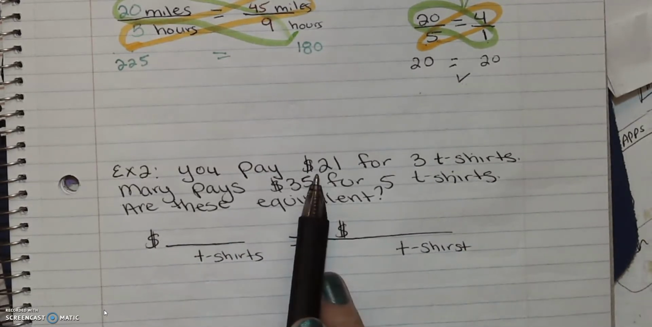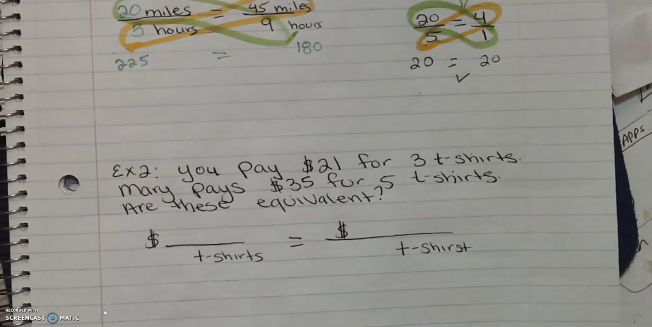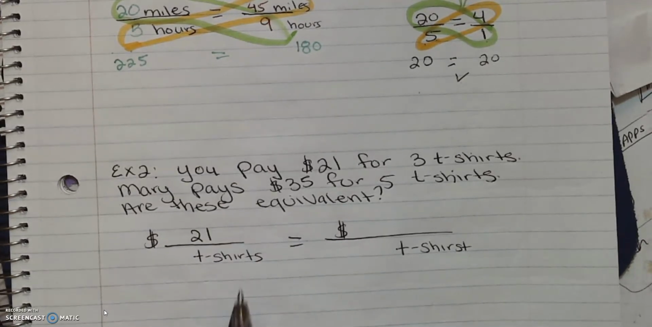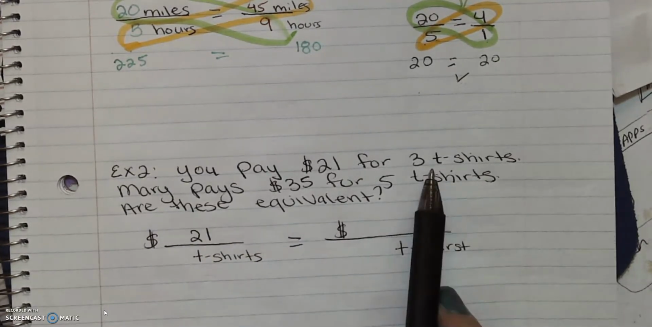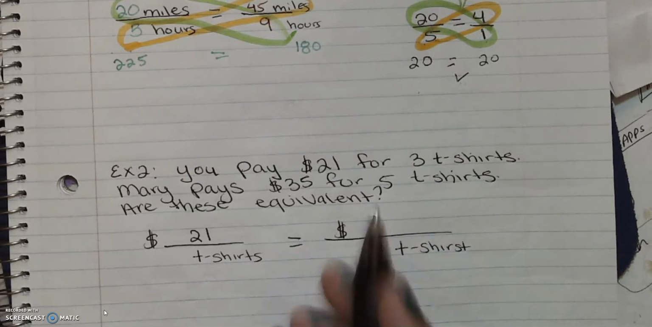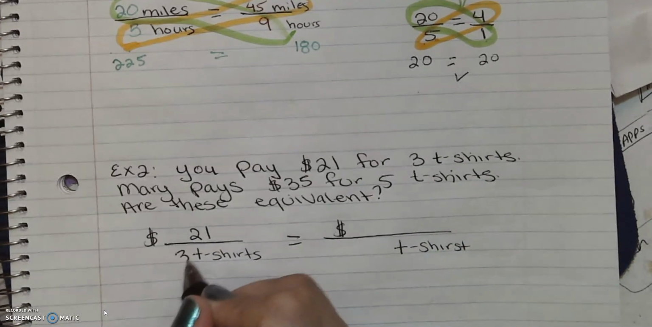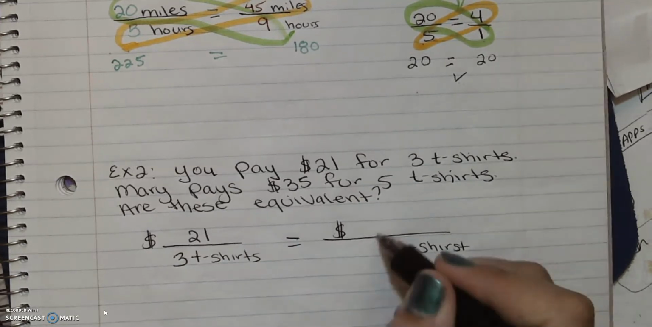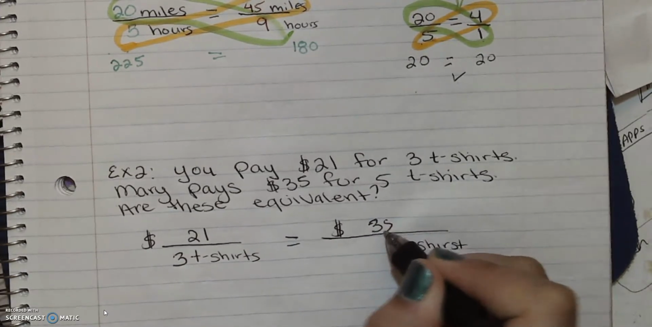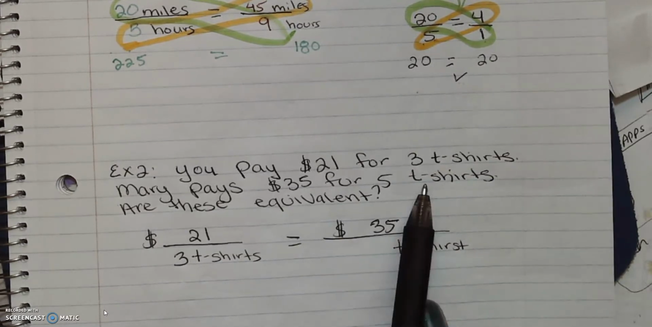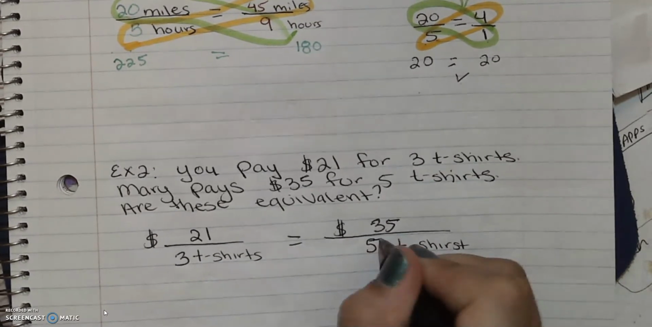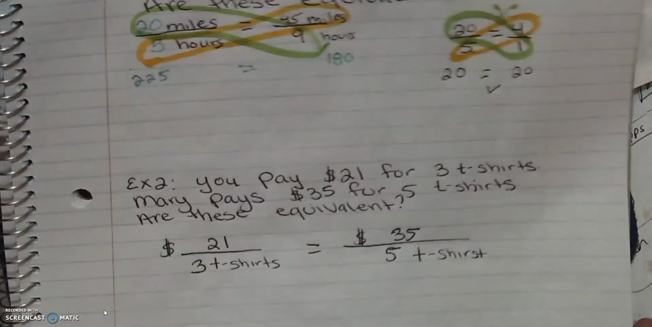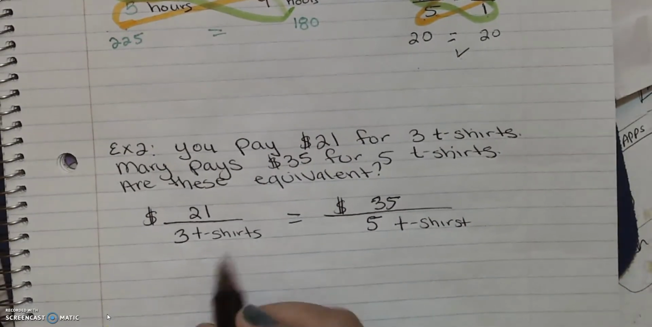So for you, it says $21. I'm going to put 21, then I'm going to have t-shirts. That's 3 t-shirts for you. Then over here, I have Mary. Mary pays 35 for how many t-shirts? 5. Okay, you have this set up. Now let's go ahead and put it into this format.